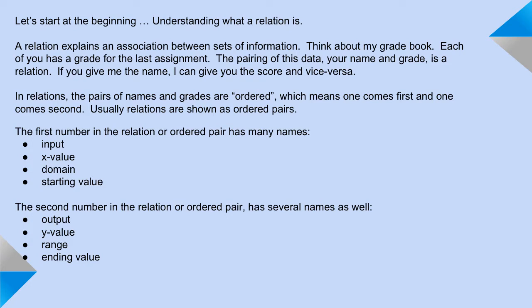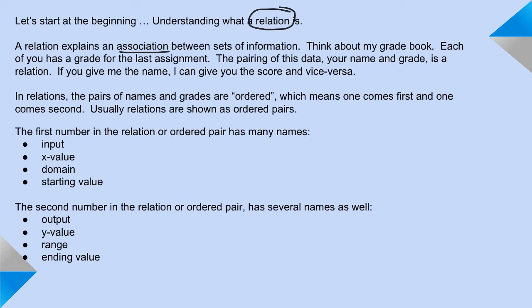To understand what a function is, we have to start at the beginning, and that involves this word relation. So a relation explains any association between sets of data. So you might think about my grade book. Each of you has a grade for the last assignment. That pairing of data, your name and your grade, that's a relationship. If you give me the name, I can give you the score, and vice versa.